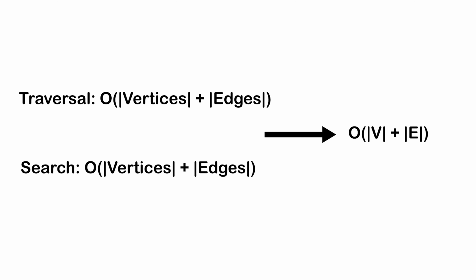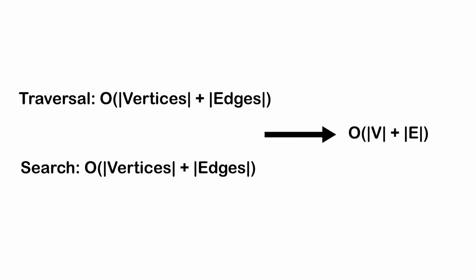So that makes both the traversal and the search O of V plus E, which means it's a pretty slow algorithm to actually search through a graph. Not a bad algorithm for traversing the graph, but a pretty slow algorithm for searching the graph. And that is breadth first search.